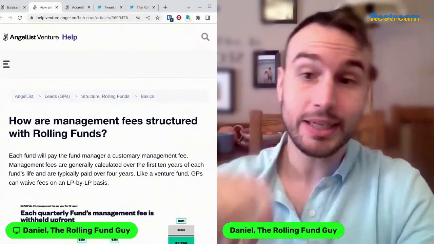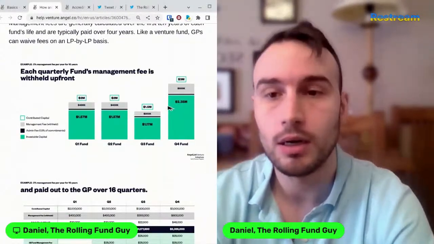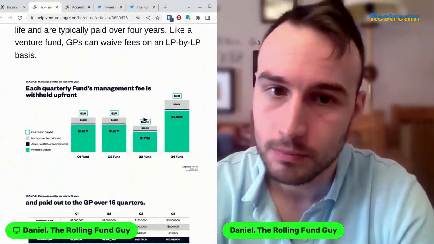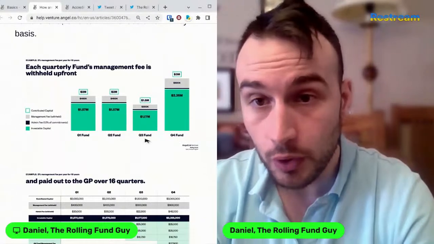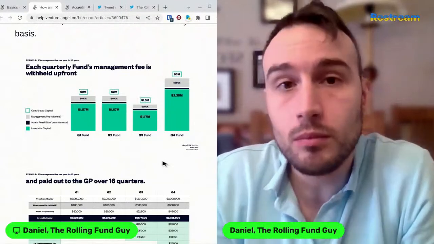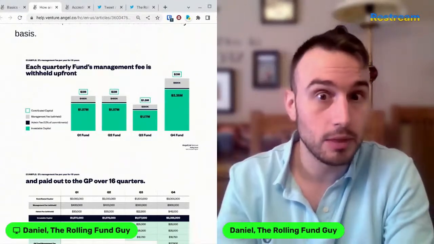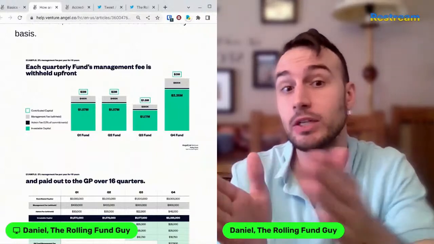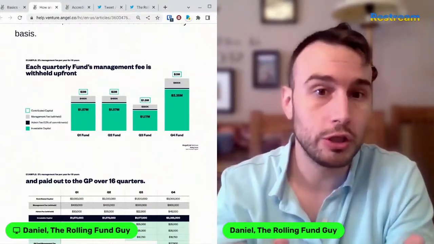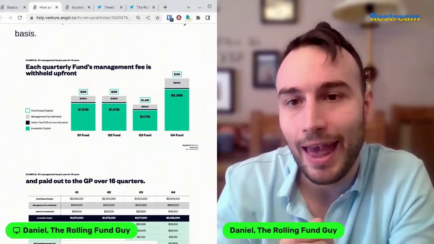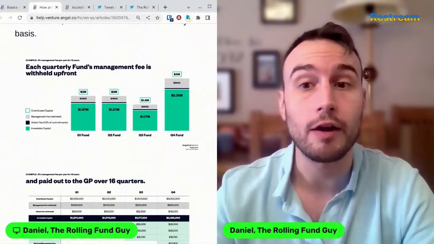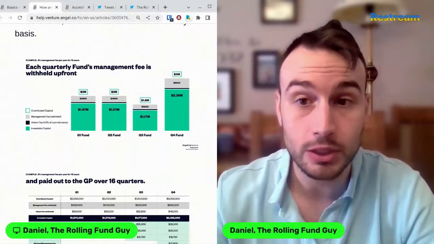So if you want to see exactly how AngelList takes them, can I zoom in on this? I hope you can see this. Let's just focus where the mouse is here. We have a graph of quarter one of a fund. Again, keep in mind that a rolling fund is a series of separate quarterly funds. So for quarter one, if you are a GP and you solicit LPs, and LPs in total throw in $2 million of capital in the quarter one fund, how much do you actually get to invest out of that?